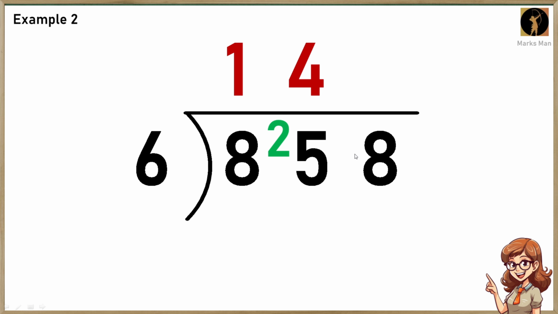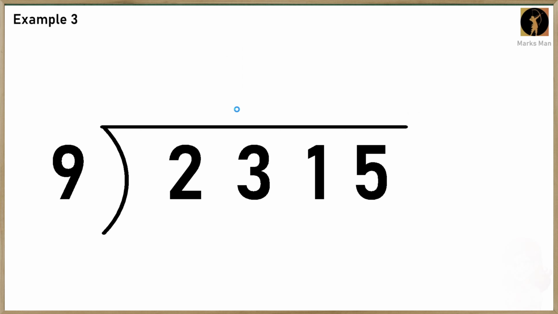So, you need to write 1 on the left of number 8 or on the left of the next digit. Now, 8 becomes 18. And what is 18 divided by 6? So, the answer is 3 since there are 3 6's in 18. And if you subtract that from 18, the answer is 0. That means the final answer is 143. So, that means 858 divided by 6 is equal to 143. I hope that's clear.